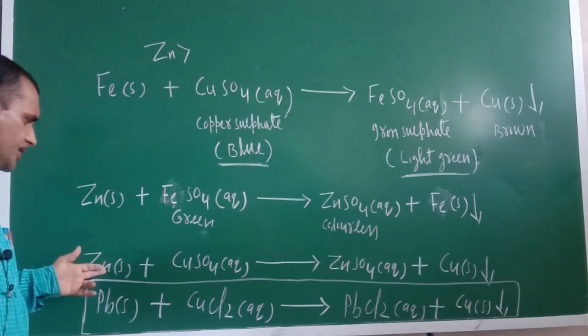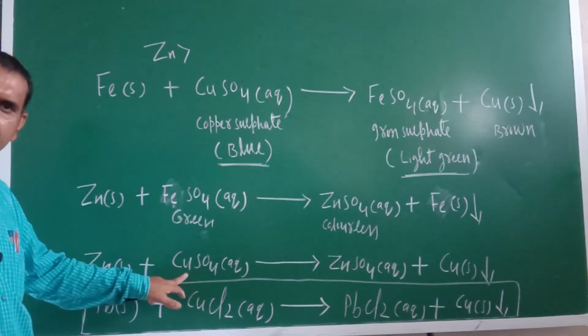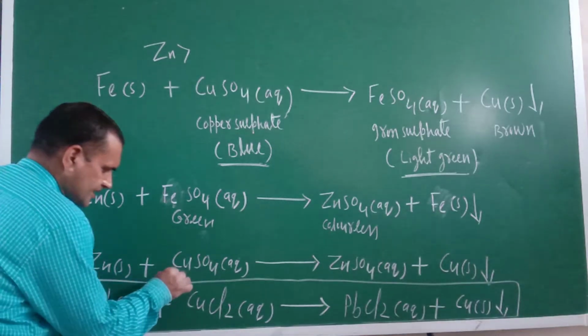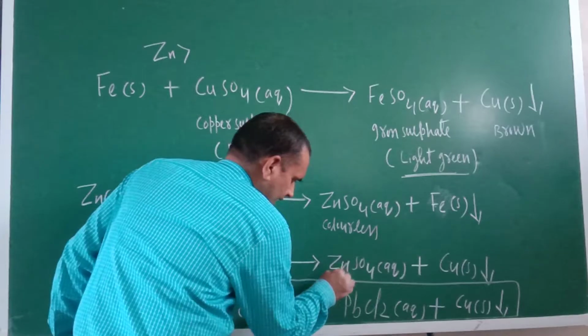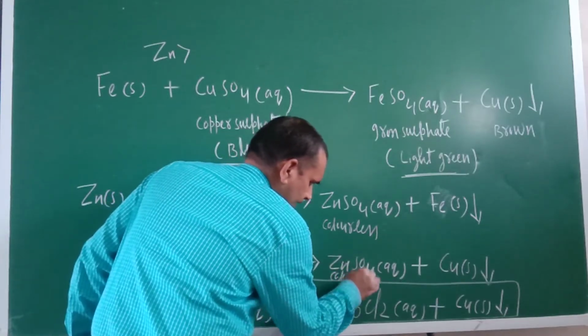Another one, zinc is reacting with copper sulfate. Its color is blue. This would be colorless. What would it be? Colorless.